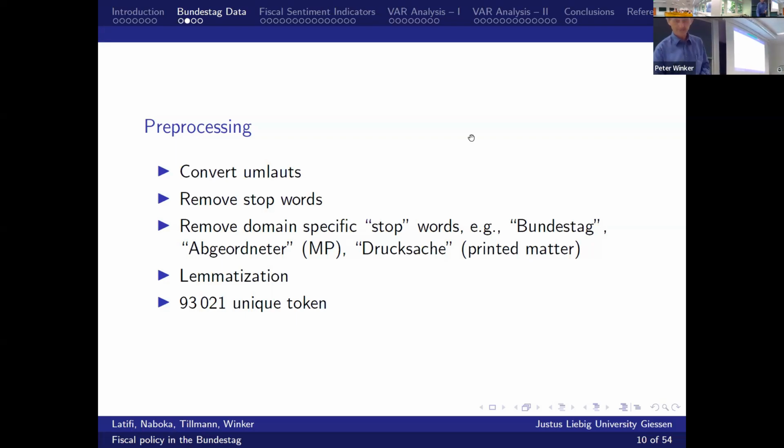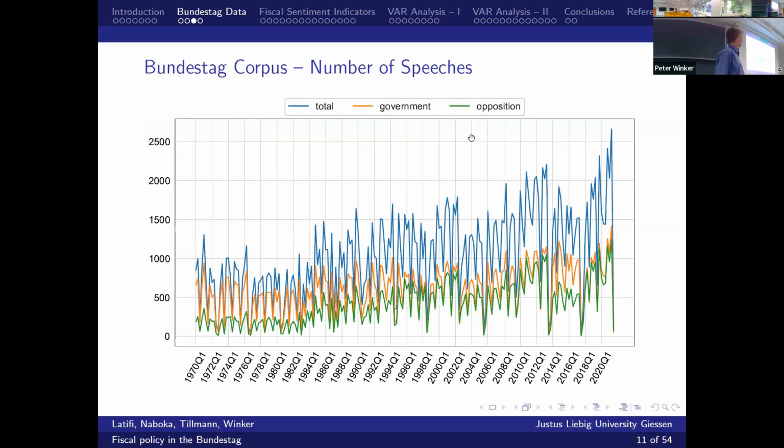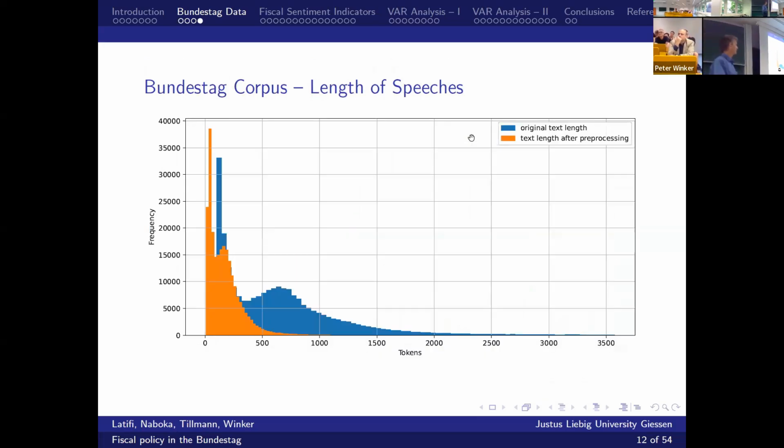It is quite broad. This is the frequency of speeches over time. We see that the number of speeches increases over time. We see that the government has more speeches than the opposition, but that's clear because that's by order of the Bundestag. The number of speeches and the time of speeches depends on the share of the parties, and the government has a higher share than the others, so they have more speeches or more speech time. This is the length of the speeches.